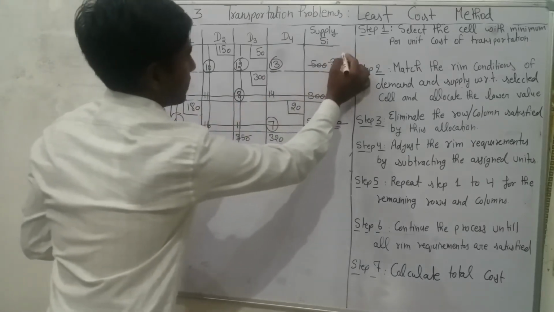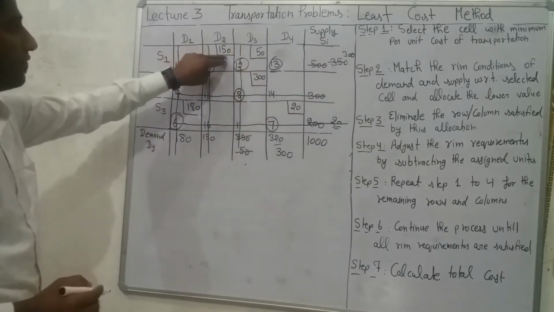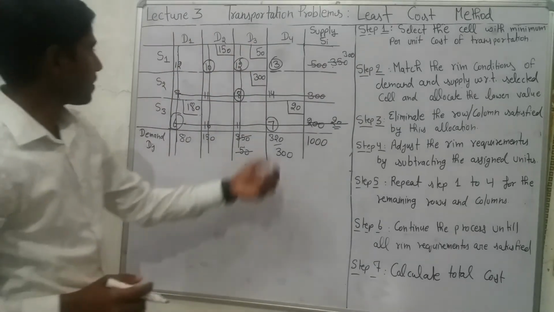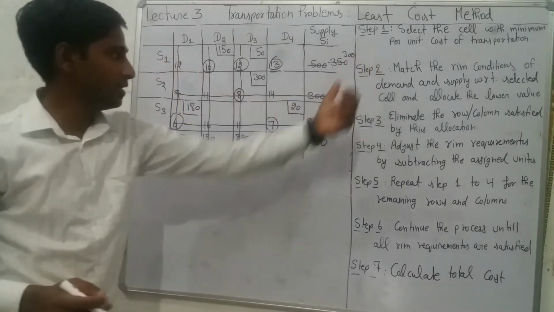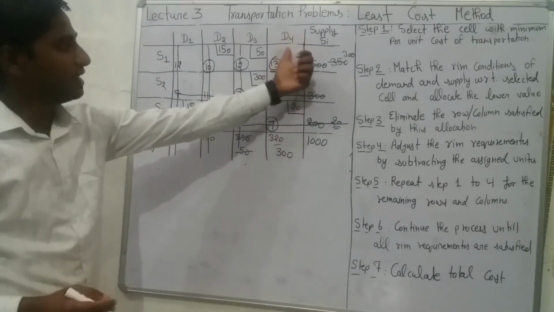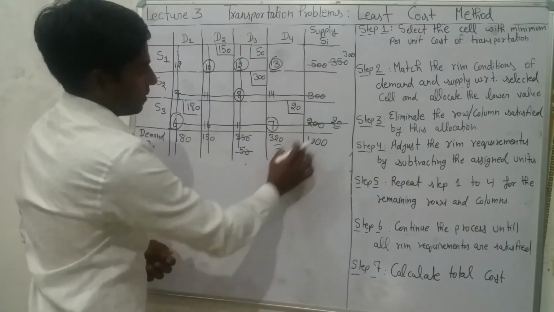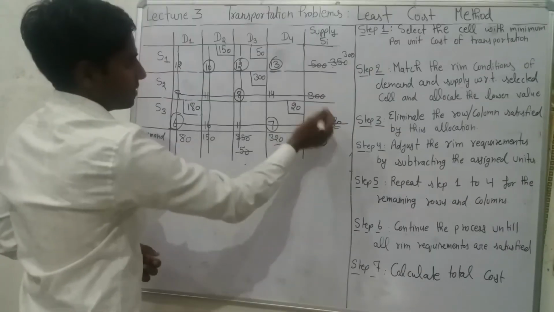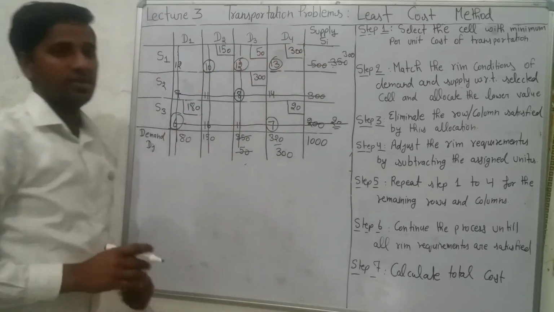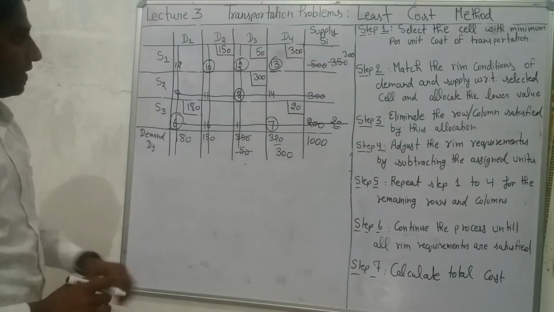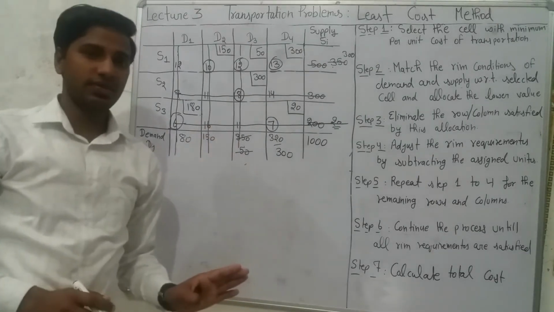So remaining units available were 300, because we have allocated 50 units to D3 and 150 units to D2. So units available at source 1 are 300 and the quantity demanded at D4 is also 300. There is a match between demand and supply, equal to 300. So we would allocate 300 in this cell. Now we can see that all the rim requirements are satisfied.